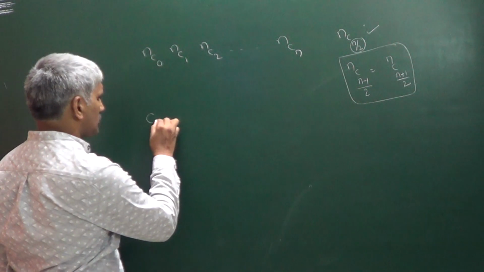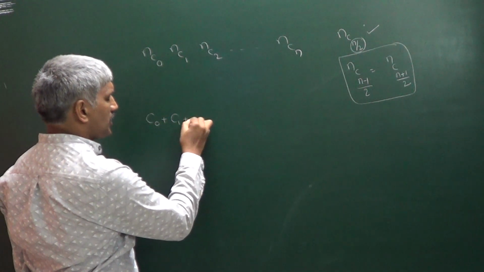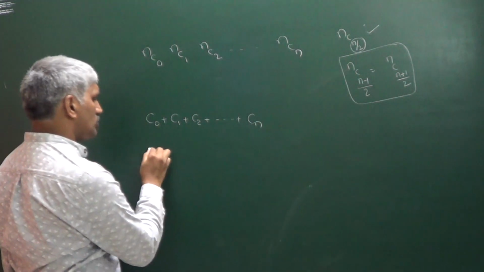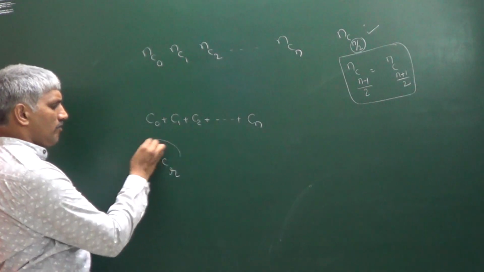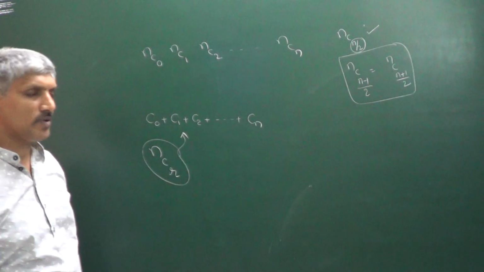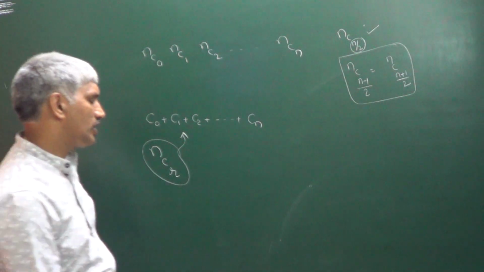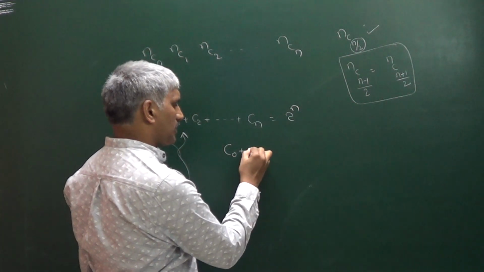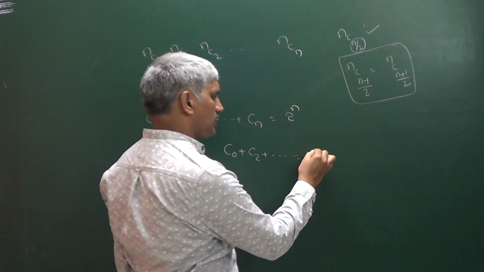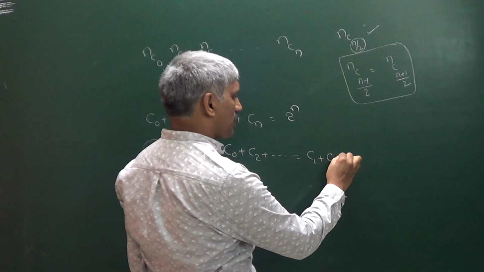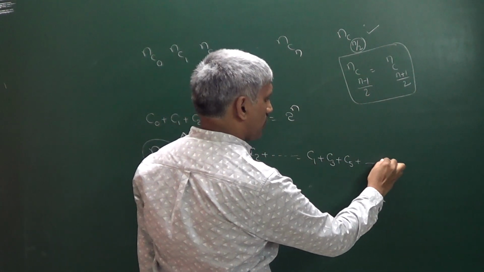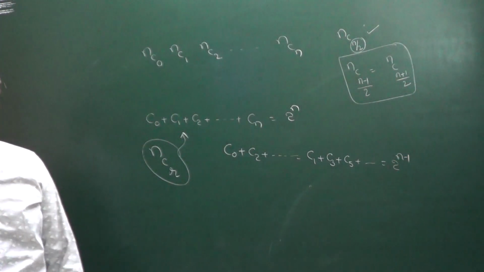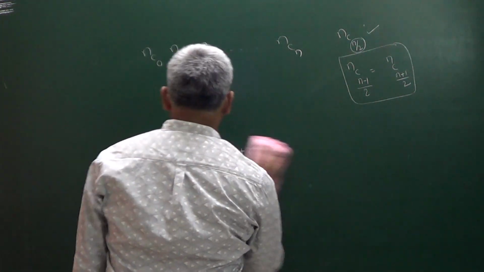At the same time, we discussed in the binomial theorem chapter that C0 plus C1 plus C2 and so on plus Cn, where Cr is nothing but nCr written in short form, is equal to 2 to the power of n. Also, C0 plus C2 plus and so on equals C1 plus C3 plus C5 and so on, which is 2 to the power of n minus 1. We discussed all these points in the earlier classes.